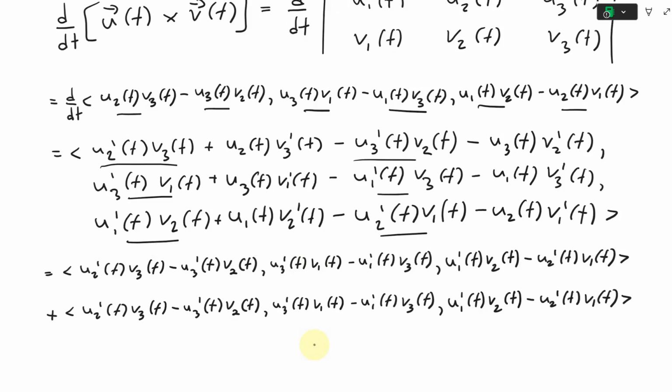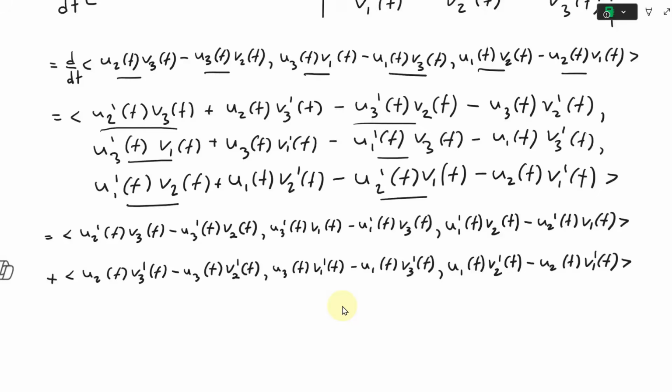And then we take all the primes and move them to the other side. So this prime goes here, this prime goes here, this prime goes here, this prime goes here, this prime goes here, this prime goes here. Notice exactly the same setup. Compare this one with this one. It says u2 prime v1, u2 v1 prime. So it's exactly the same setup there.